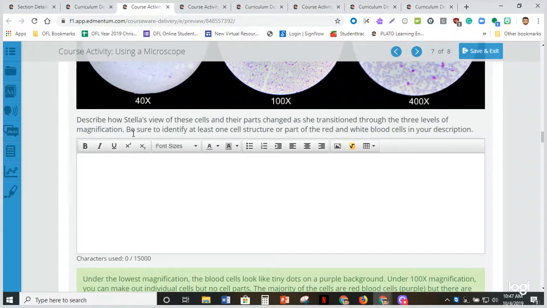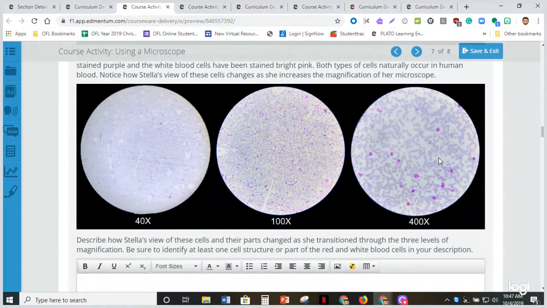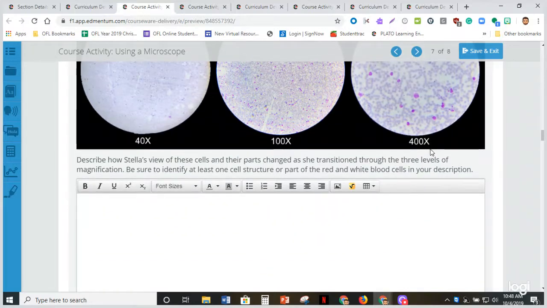Right here, it's really important: be sure to identify at least one cell structure or part of the red and white blood cells in your description. So when you're looking at this, you're trying to see what structure you can determine in it. Normally, it's going to be something in the middle that you can see, or maybe you can see the white blood cells versus the red blood cells as you look at the magnification.